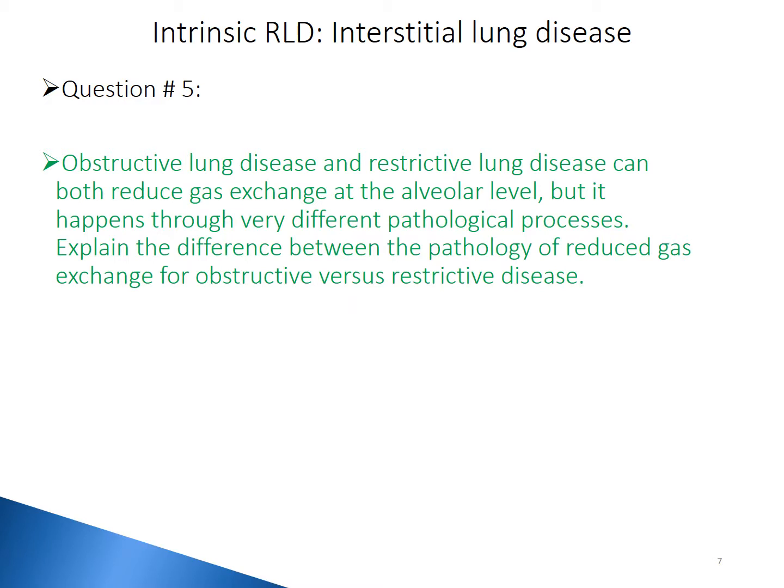Write number 5 on your prep sheet and answer the following question. Obstructive lung disease and restrictive lung disease can both reduce gas exchange at the alveolar level, but it happens through very different pathological processes. Explain the difference between the pathology of reduced gas exchange for obstructive versus restrictive disease.